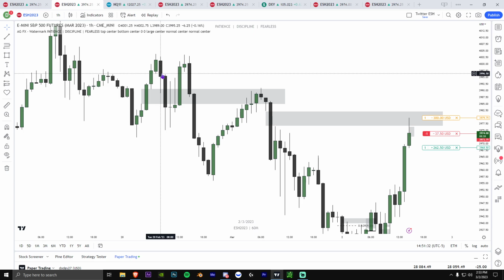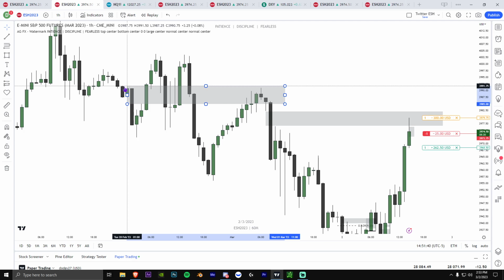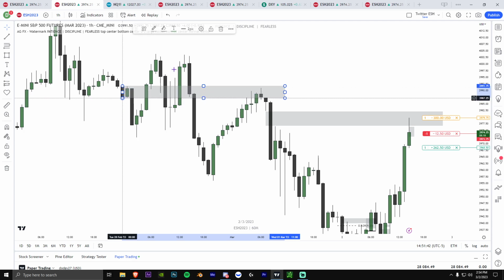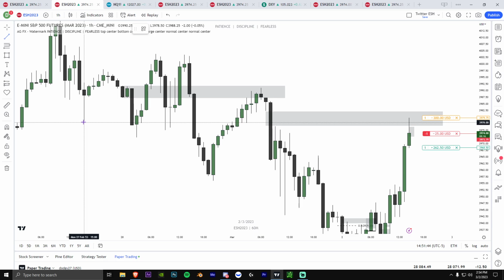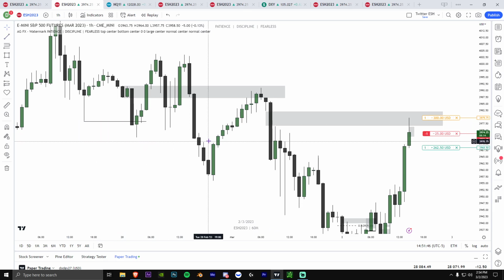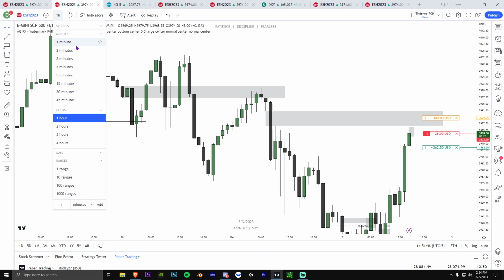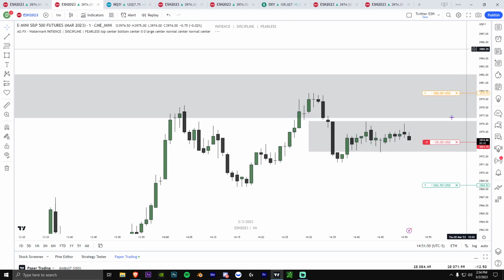And this is an old one where we break it, go above it. Okay, so this is a very old BISI, but also it's an inversion breaker or a breaker block, okay? And again, ICT uses these inversion breaker blocks as we saw today. So if we go to, I think it was in the 1 minute.